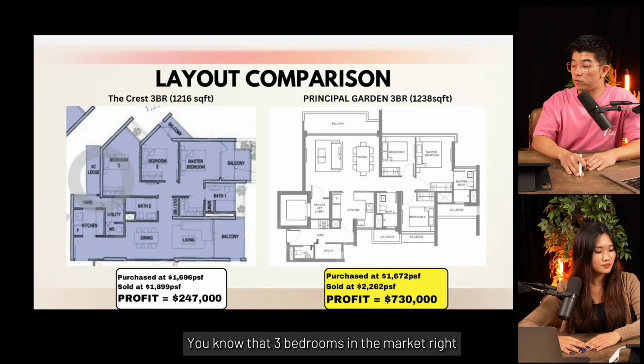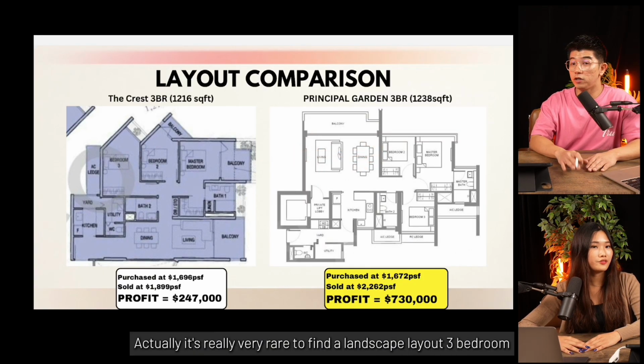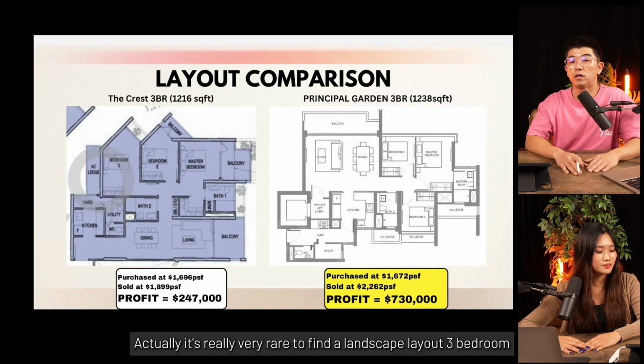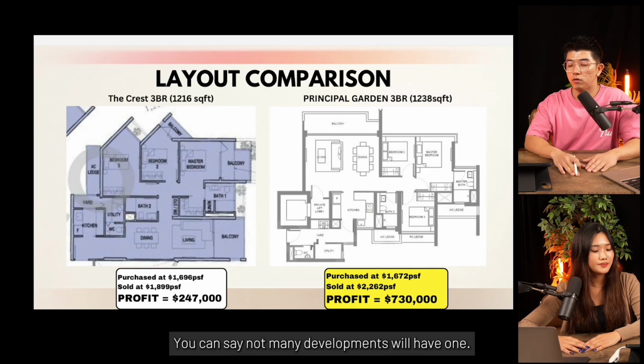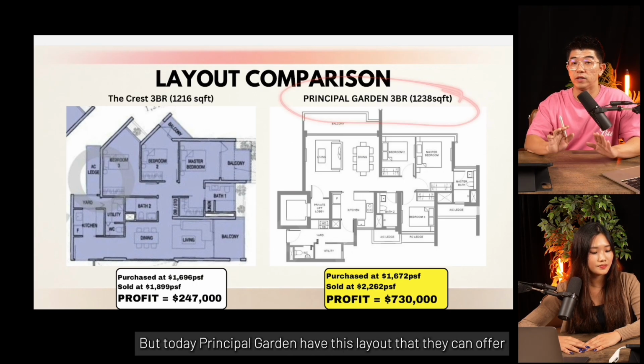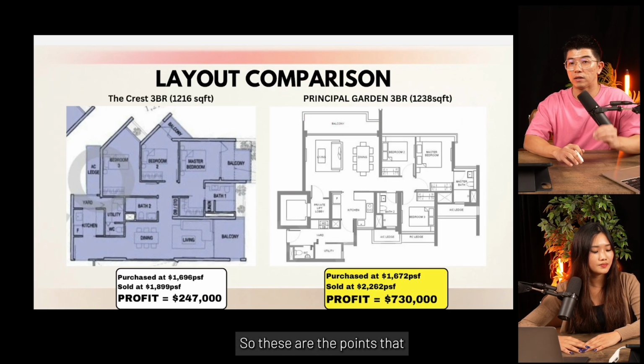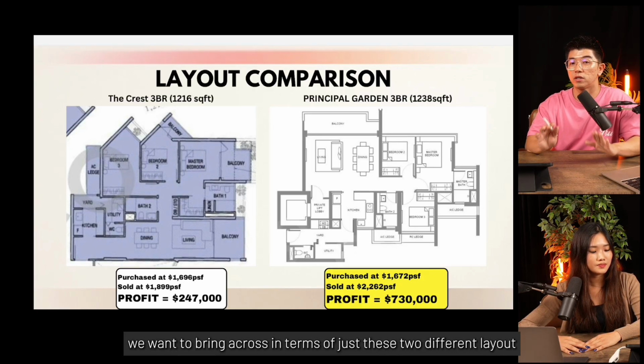You know that 3-bedrooms in the market, actually landscape layout is very rare. Actually, it's really very rare. To find a landscape layout 3-bedroom, you can say not many developments will have one. But today, Principal Garden has this layout that they can offer. So these are the points that we want to bring across in terms of just these two different layouts.